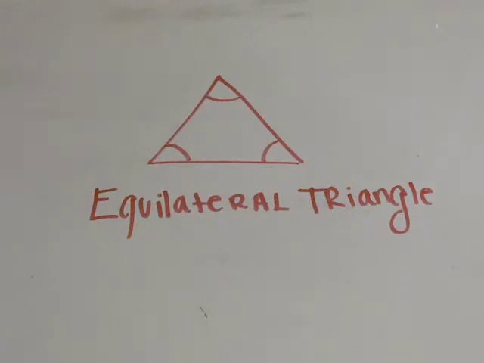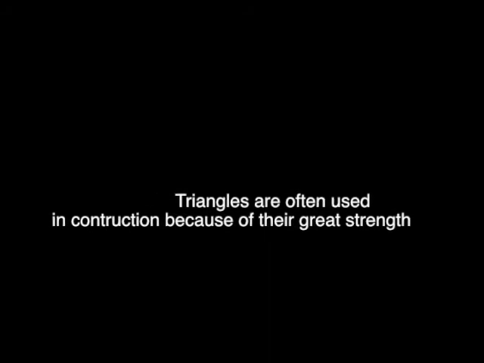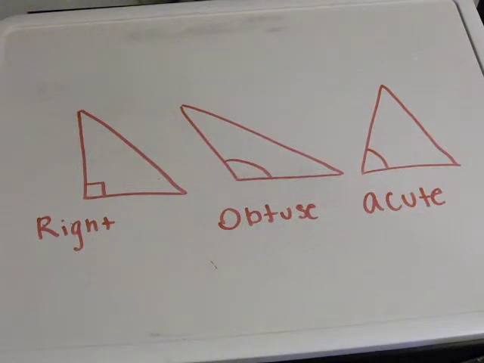In triangles, all angles add up to 180 degrees. In an equilateral triangle, each angle is 60 degrees. Other types of triangles include right triangles, obtuse triangles, and acute triangles.